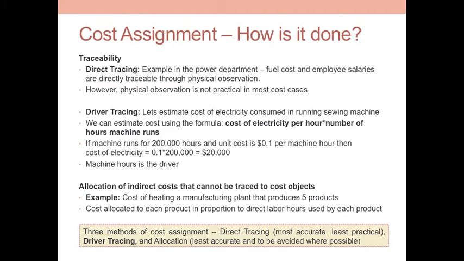Now supposing we know that the cost of electricity per hour is 10 cents or $0.1. We also know that our machine is run for 200,000 hours. So here the cost of electricity is simply 0.1 times 200,000, which is $20,000. And machine hours is the proxy or driver that we use to estimate costs.